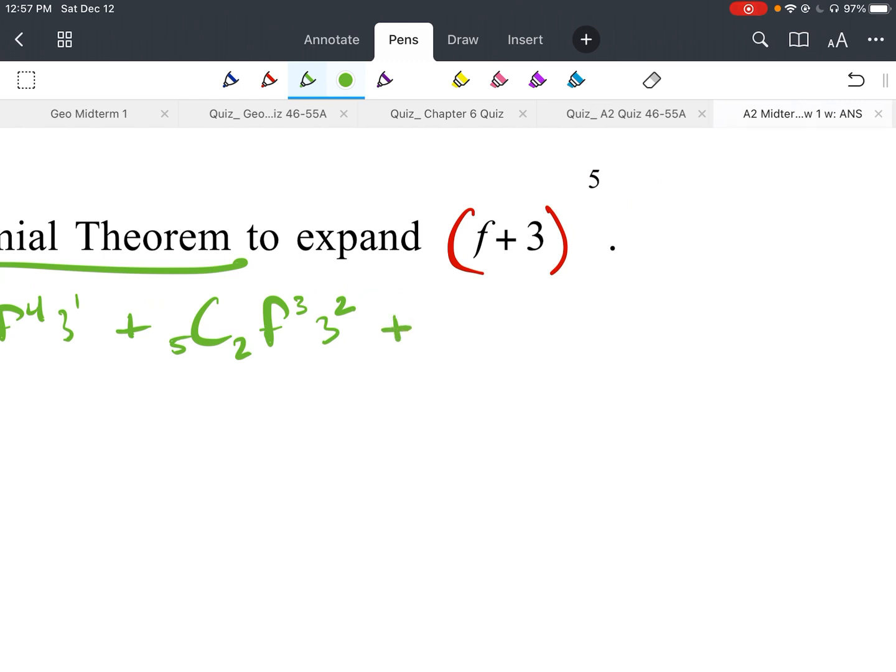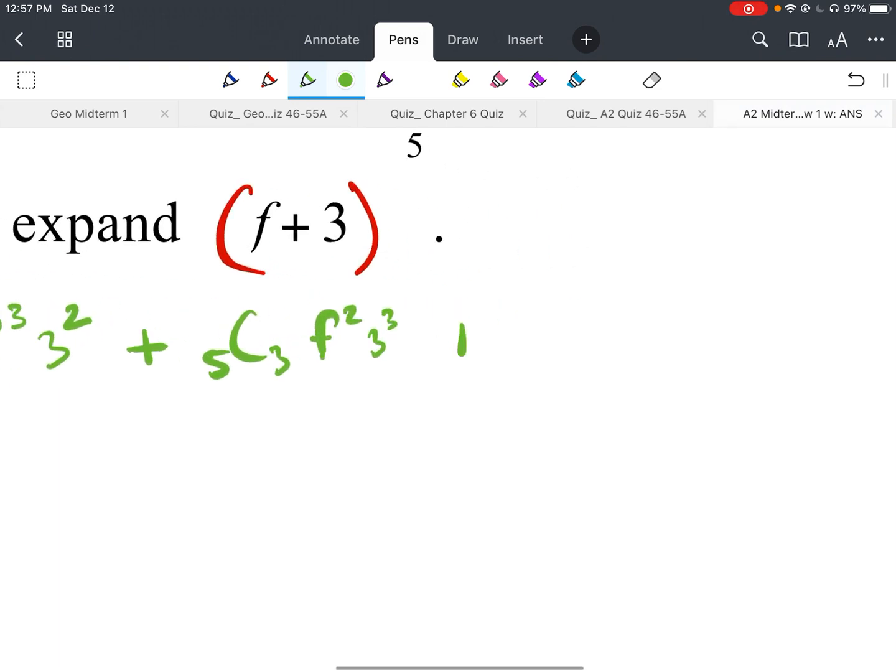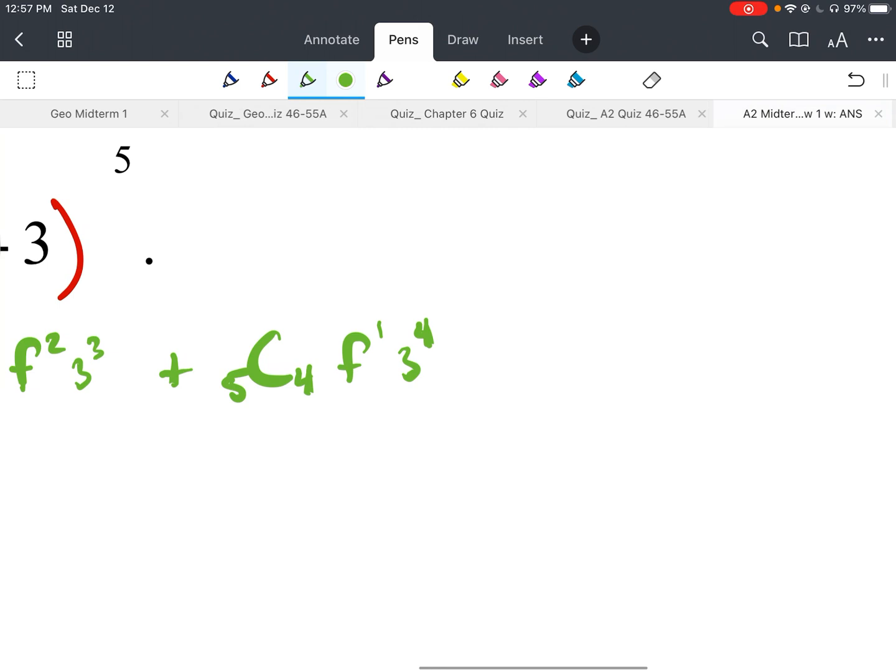Let's keep it going. This is going to be 5 choose 3, f to the second power, and 3 to the third power, plus 5 choose 4, f to the first power, 3 to the fourth power, and only one more term remains here. This is 5 choose 5, and this is f to the 0 power, which I don't even write here. We'll just do 3 to the fifth power, and we're good.